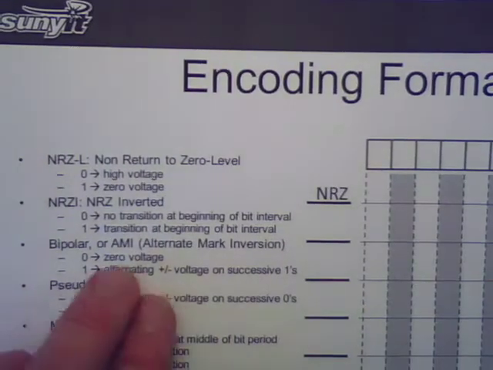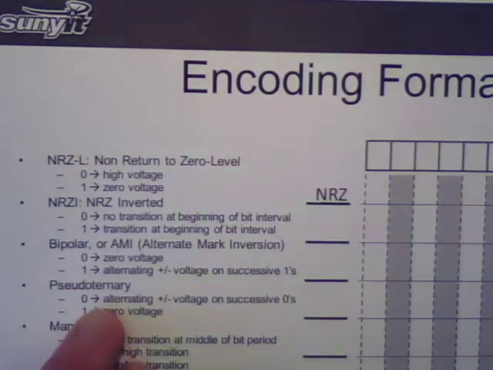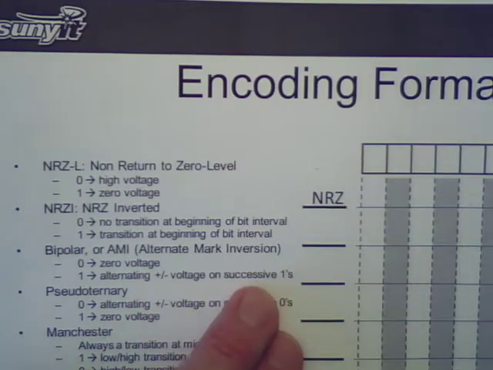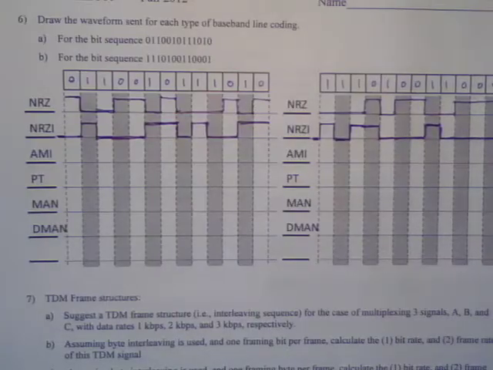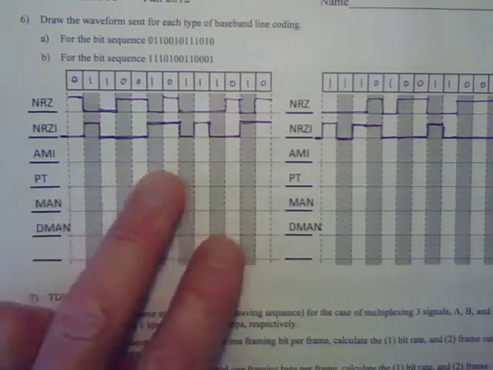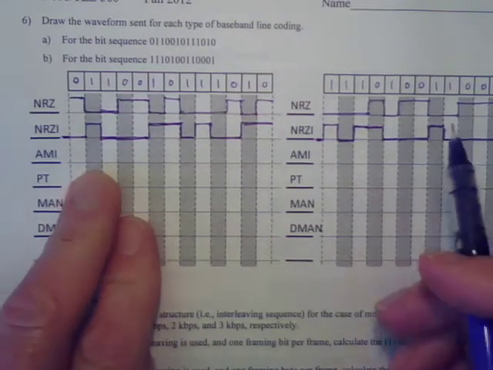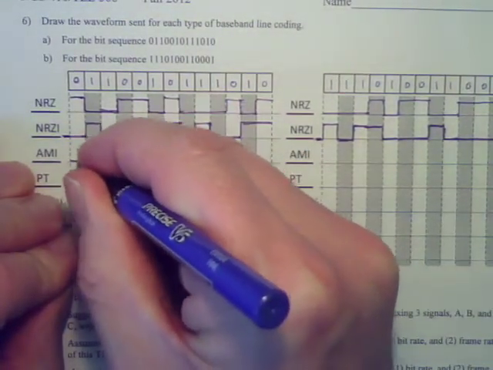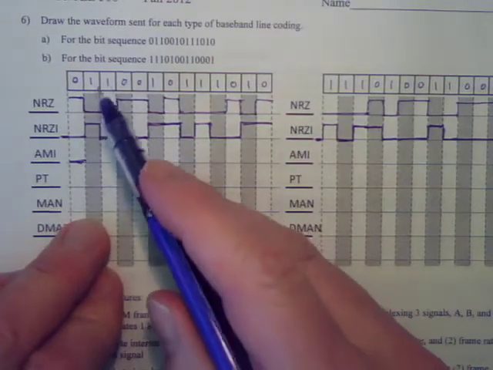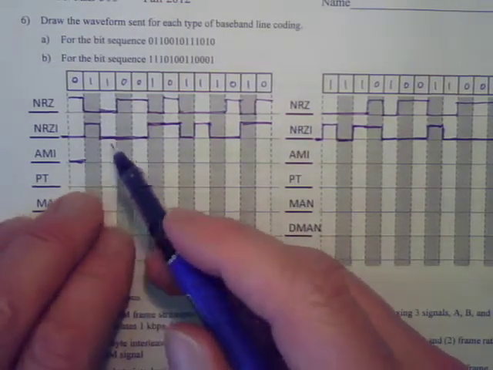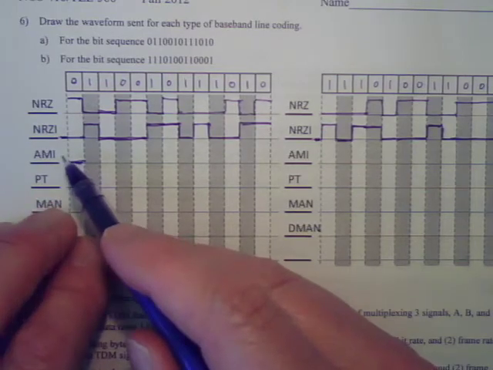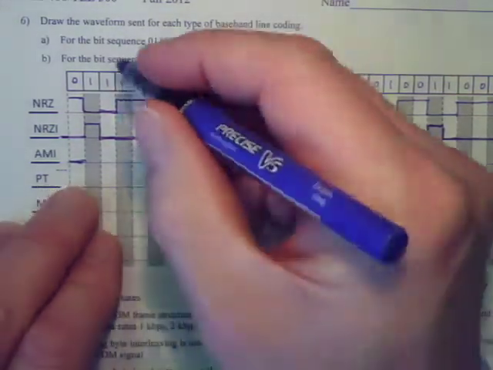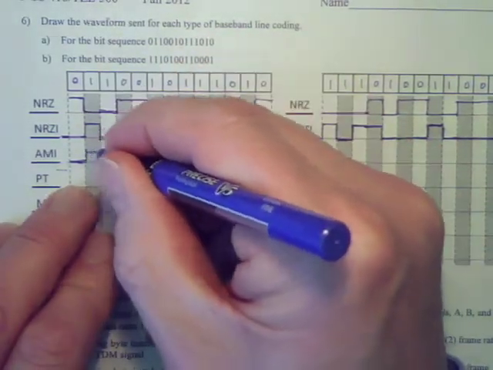For AMI, alternate mark inversion, also known as bipolar, a 0 gives a 0 voltage and a 1 gives an alternating plus or minus voltage on successive 1s. This one has the advantage that it has a 0 DC value, so we're not really pumping electrons through this system. Again, we have to make some assumption about the recent past: I'm going to assume the most recent non-zero voltage was negative in this case. Therefore, the first one we get is going to take us positive.